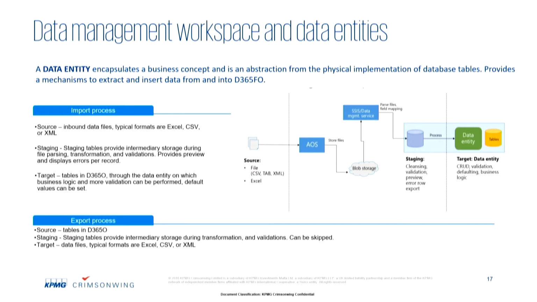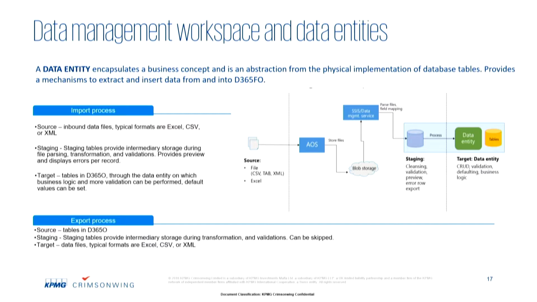The import process, or the import and export process both, have 3 stages. Let's see how the import process goes. First, the source files, which can be CSV, Excel, or XML. These files are imported into a blob storage. From the blob storage, these files are parsed by the data management service, and the result of the parsing is then stored in a staging table.